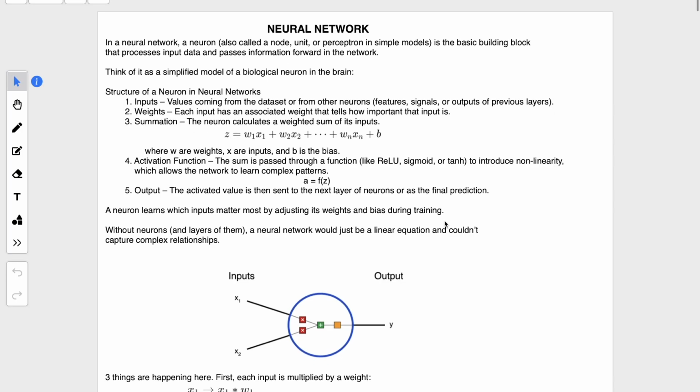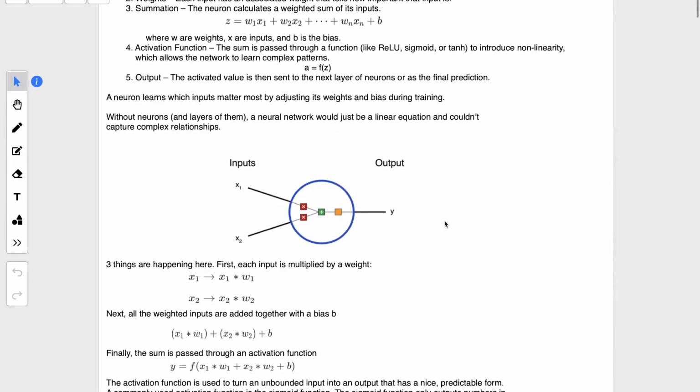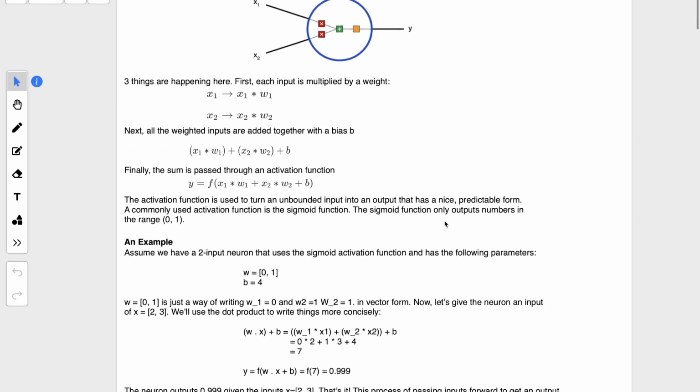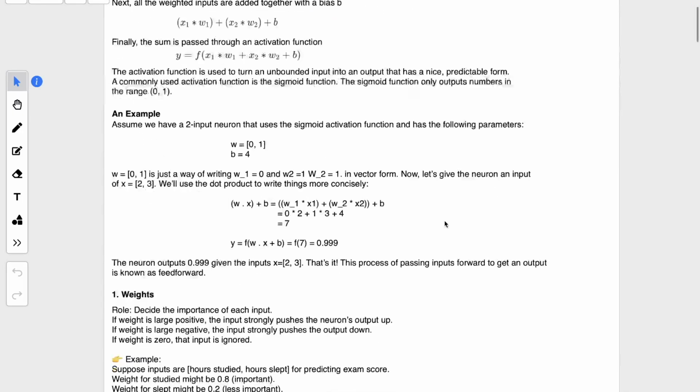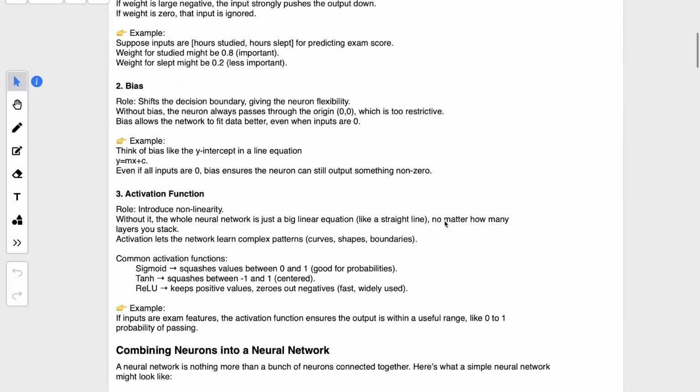As you know, in my previous video I explained the neurons and the neural networks, the biases, inputs, activation functions and the weights. If you have not watched that video, please go through that video first and then come back to this video.